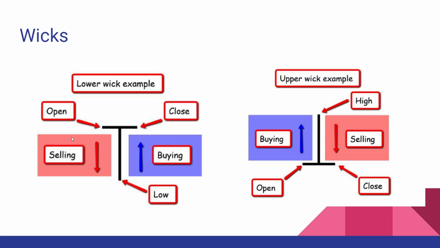And the reason that is because sellers pushed price down, buyers stepped in at this low and became more aggressive. So we know that buyers are defending this low of $99 and they want to hold that level. An upper wick shows selling pressure.